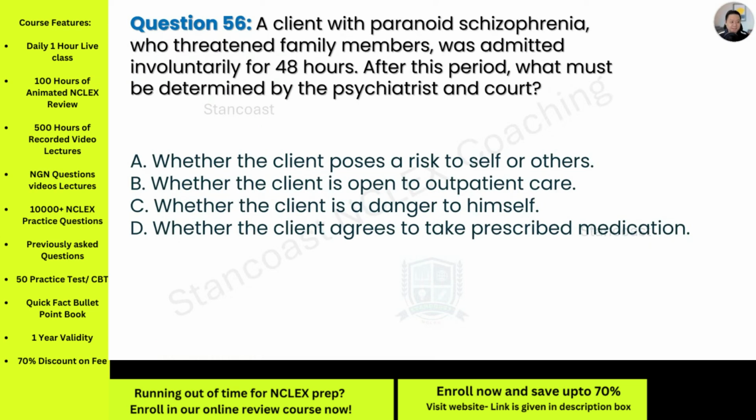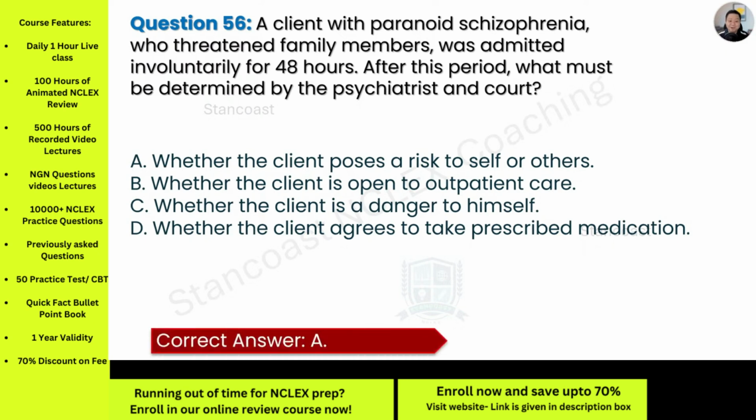Let's have 56. A client with paranoid schizophrenia who threatened family members was admitted involuntarily for 48 hours. After this period, what must be determined by the psychiatrist and court? A. Whether the client poses a risk to self or others. B. Whether the client is open to outpatient care. C. Whether the client is a danger to himself. And D. Whether the client agrees to take prescribed medication. Your answer should be letter A.